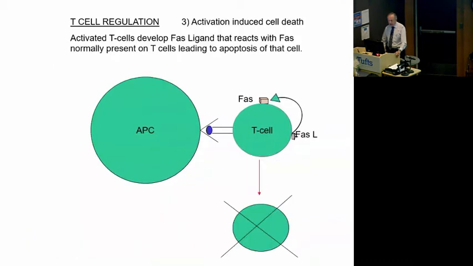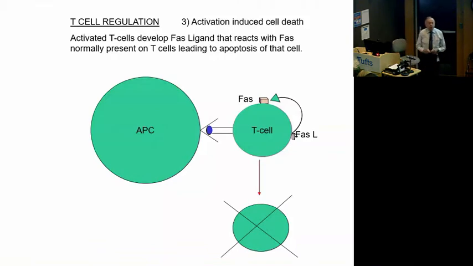This is a second way of regulating. A third way of regulation is there is a molecule called Fas ligand, which reacts with Fas, normally present on T cells, and that causes apoptosis of the T cells. Look again, the antigen-presenting cell presenting to a T cell has got Fas on its surface, but when the T cell becomes active, it makes Fas ligand, interacts with Fas and causes apoptosis of that cell.